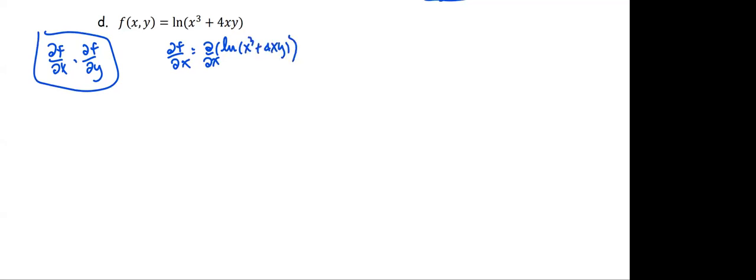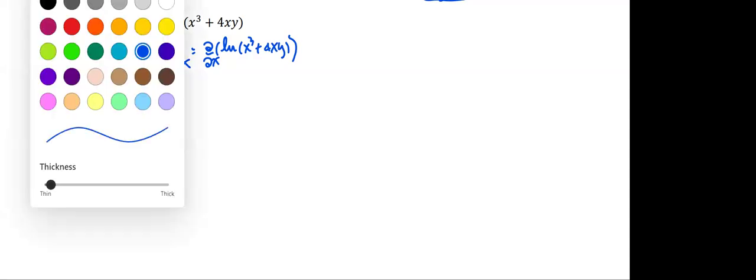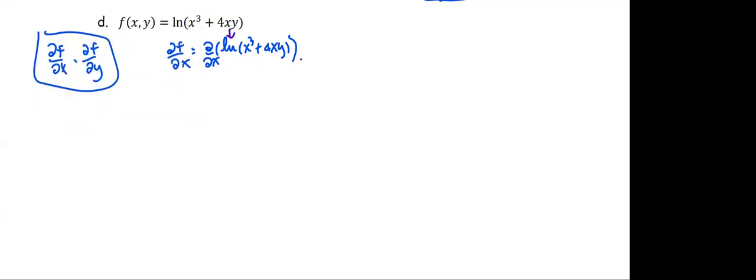This is a composite function. We have the natural log as an outer function and x to the third plus 4xy as the inner function. We're going to do one layer at a time, starting with the log first. Then we have 1 over the quantity x to the third plus 4xy, and then multiply by the partial derivative with respect to x of the quantity x to the third plus 4xy.